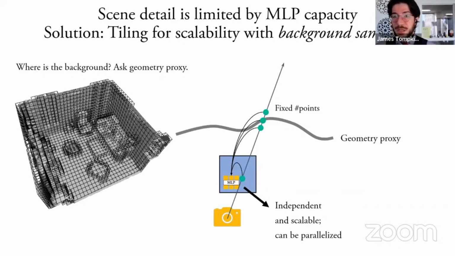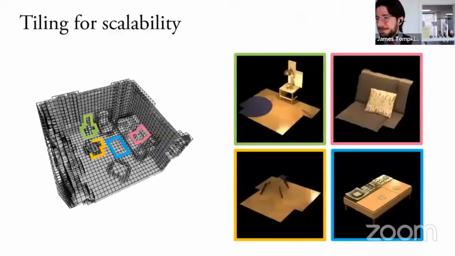So this is independent because I've decoupled the MLPs from each other, and it's scalable. We can parallelize this efficiently because I'm only using a fixed number of points to sample the geometry. Importantly, it doesn't restrict the quality of the scene just to the proxy geometry, unlike that image-based rendering method, because I've only said there's a bounded region in which I think the scene geometry is.